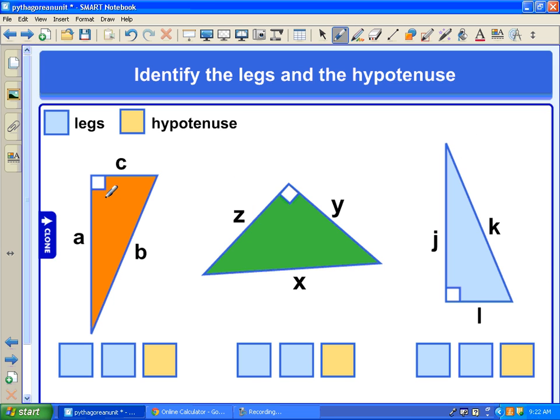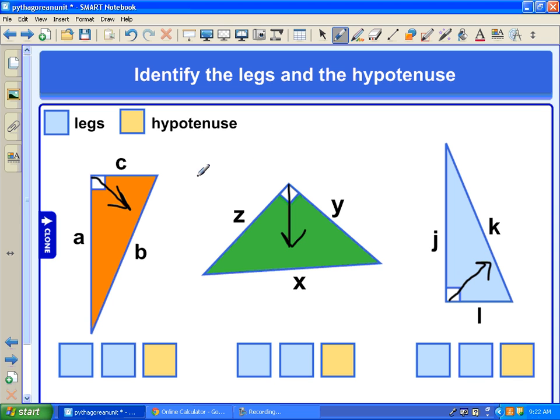Looking at these, they all have perfect corners, and this symbol here in the corner looks like a little tiny square. That tells you that it is a perfect corner, or a 90-degree angle. So when you look at it, always find the perfect 90-degree corner, and draw a straight line from it with an arrow pointing towards the opposite side. I'll do that for that one, I'll do that for this one, and I'll do it for this one like that.